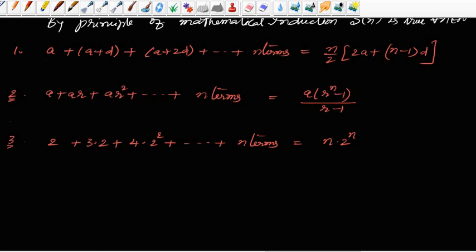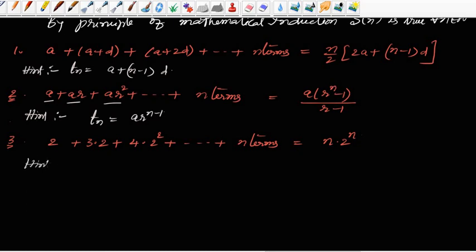Observe that in the first problem, here a, a plus d, a plus 2d and so on. Already you know that this is in arithmetic progression. Here what is the nth term? A plus n minus 1 into d. This is the hint for the nth term. Next, in the second problem, this is a, ar, ar square and so on to n terms. This is in geometric progression. Already I have told you, Tn is equal to a into r power n minus 1. This is the nth term.